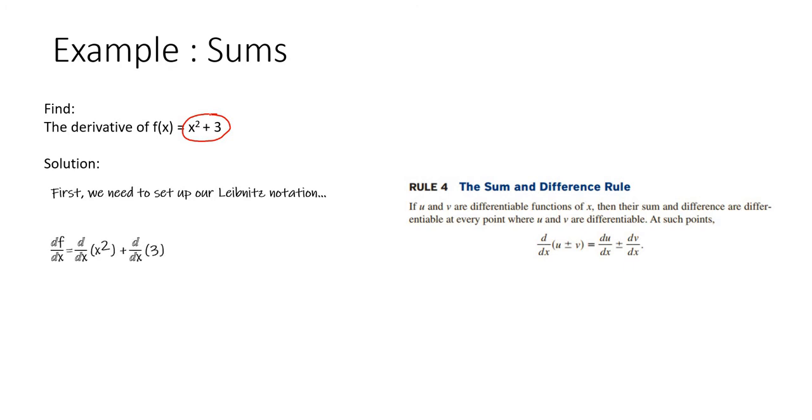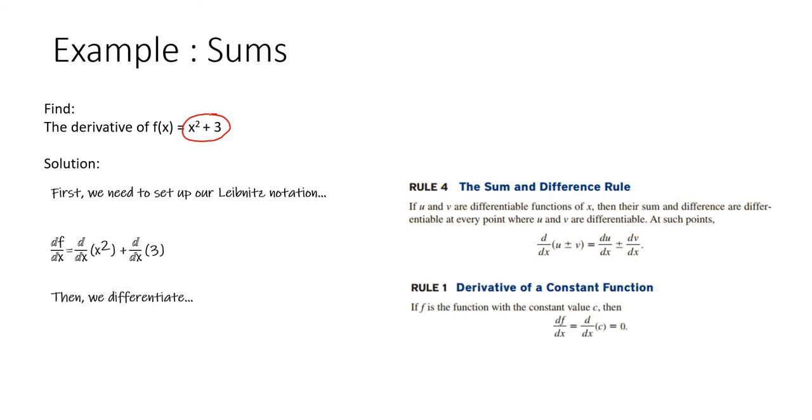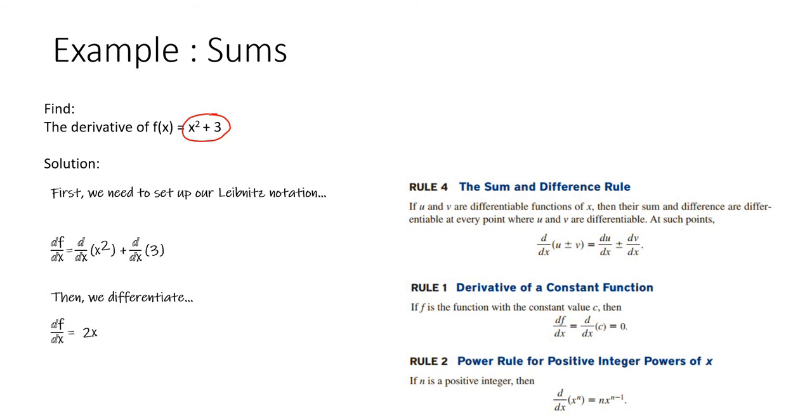So again, setting up our Leibniz notation, it looks a little something like this, and then we basically follow the same exact steps that we did in the first and second problem. We're going to need to use the derivative of a constant function rule and the power rule. I'm not going to go into too much depth about that because we already covered it in previous problems. The derivative d/dx of 3 is just going to be equal to 0, and the derivative of x squared, as we covered in the second example, is just 2x. So we're left with df/dx is equal to 2x.